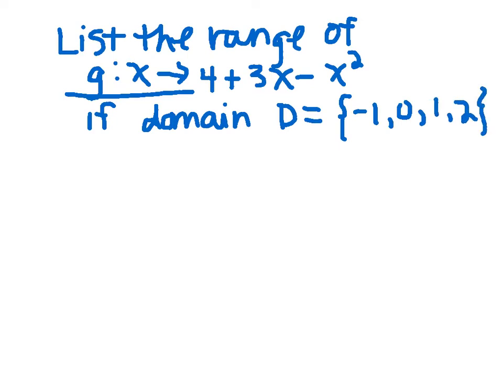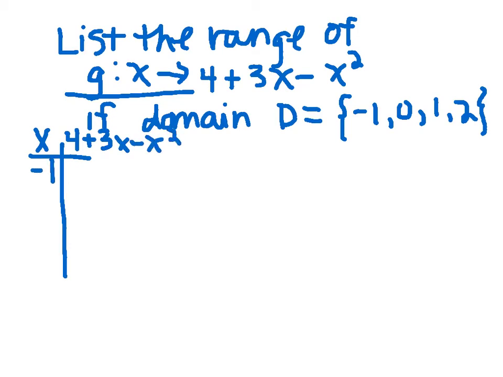Again, it looks like really fancy words, but you don't have to do the work like this. All it's saying is I have a function machine with this rule, 4 plus 3x minus x squared, and the numbers I'm putting in are -1, 0, 1, and 2. What are the numbers that come out?